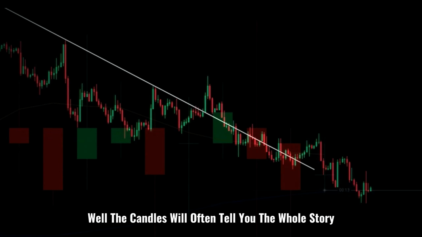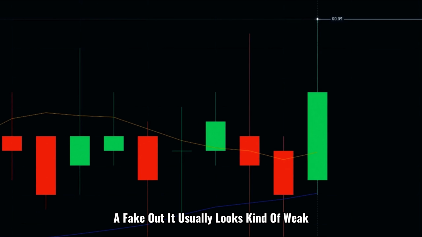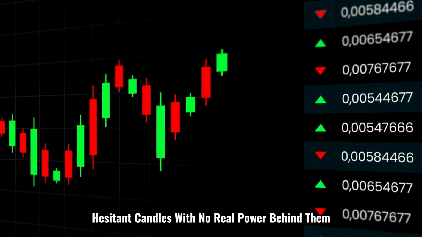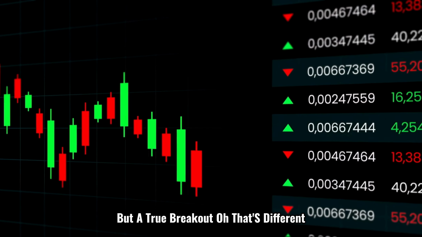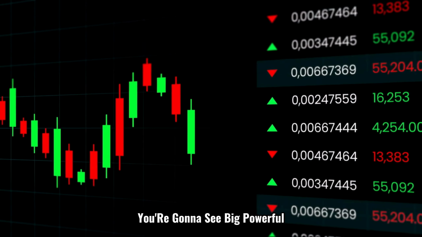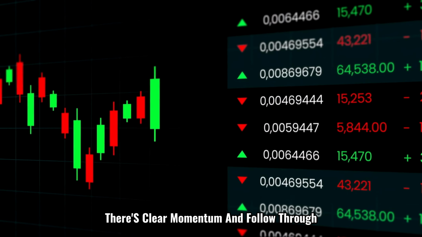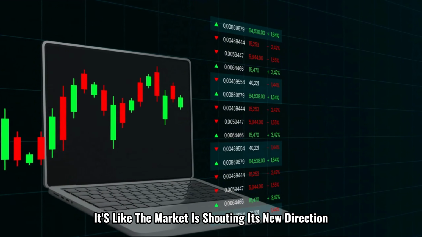Well, the candles will often tell you the whole story. A fake out usually looks kind of weak. You'll see small, hesitant candles with no real power behind them. But a true breakout, oh, that's different. You're gonna see big, powerful, energetic candles blasting through the level. There's clear momentum and follow-through. It's like the market is shouting its new direction at you.